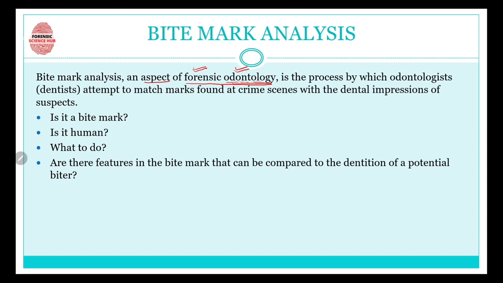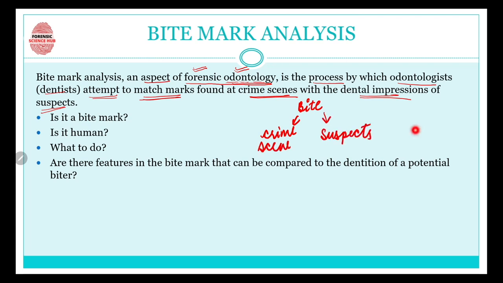Bite mark analysis is the process by which odontologists or dentists attempt to match the marks found at the crime scene with the dental impression of the suspect. So basically we get certain bite marks at the crime scene. There can be two types of bite marks that are used in the analysis, that is bite marks at the crime scene and bite marks on the suspects. We are going to have a list of suspects, right? So we have to look if any kind of bite mark is present on their body also, which can actually be made by the victim in order to protect themselves, right?